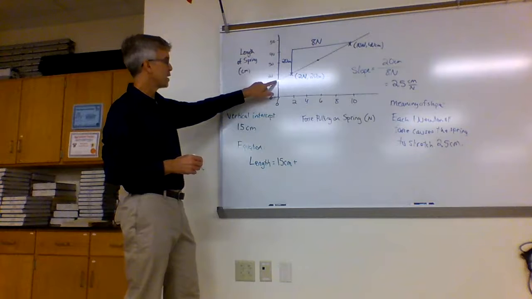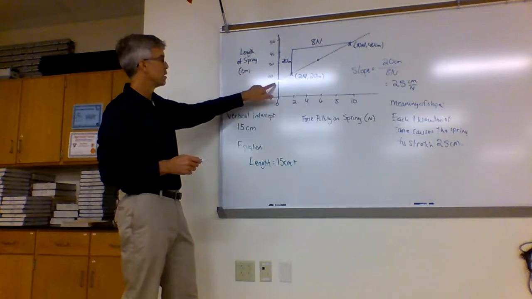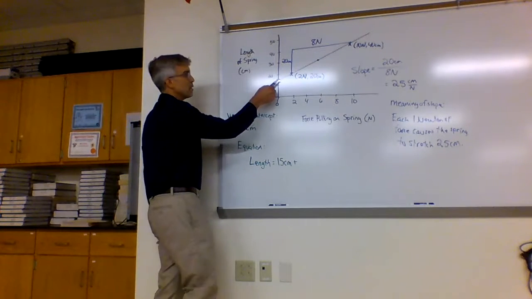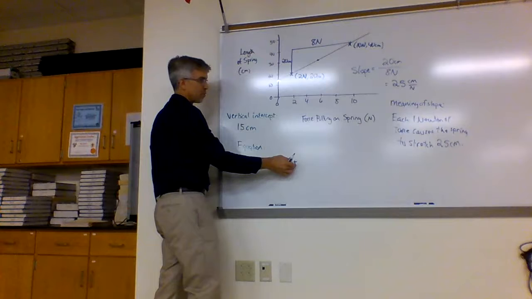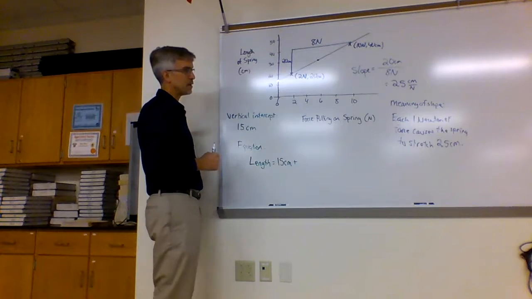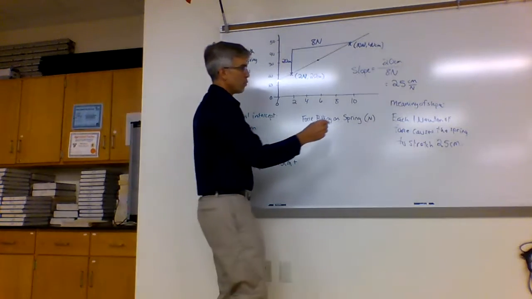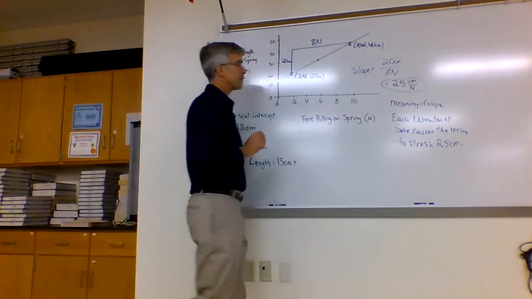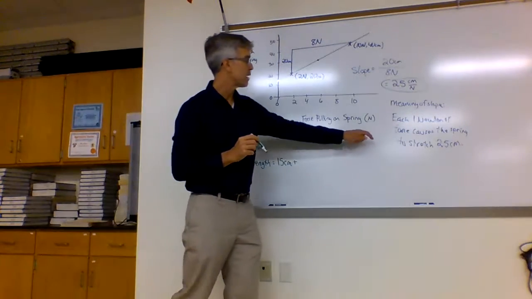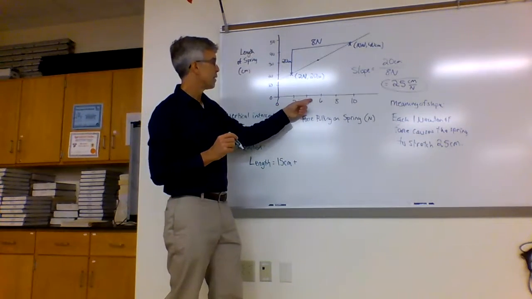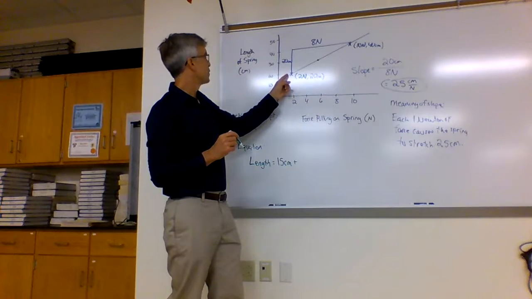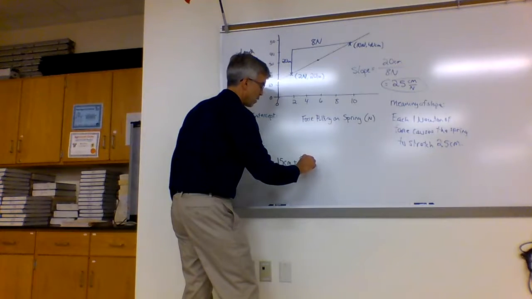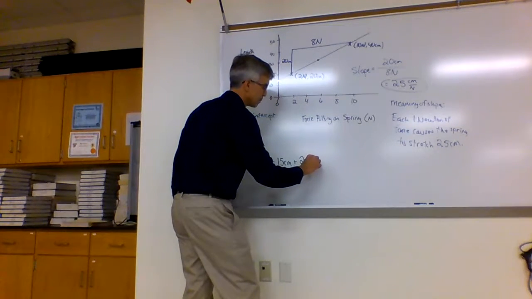That's the starting point for the length, right? When there's no force on the spring, it is 15 centimeters long, right? Now from that point, the length increases. I'm going to put a plus sign here, an addition sign. Now, in the previous video, we found the slope is 2.5 centimeters per newton, which means that each time we add a newton of force, the length of the spring goes up 2.5 centimeters. This is the rate at which the length of the spring increases.